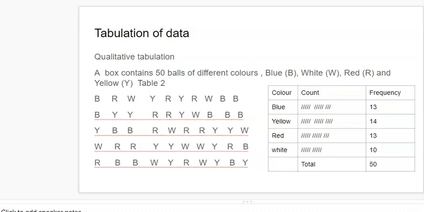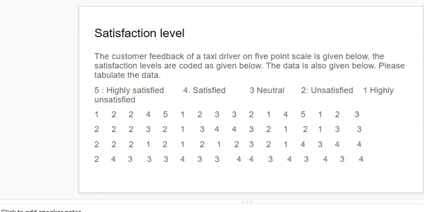They are mixed together, and any person who wants to classify them brings all red together in one bag, yellow together in another bag, blue in another bag, white in another bag. So it is segregated. So blue is 13, yellow is 14, red is 13 and white is 10. It is nominal data because the balls are classified based on the color, that is an attribute.